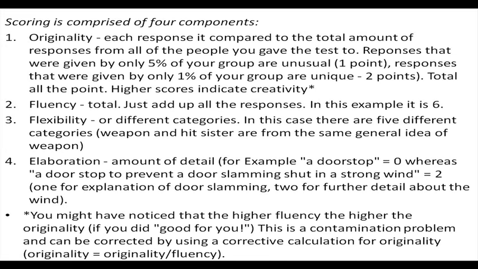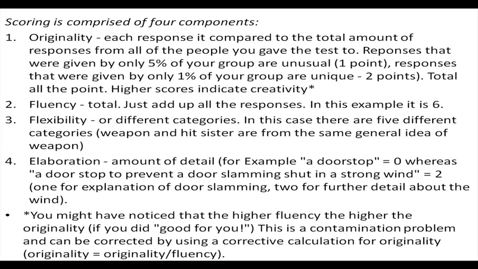So, for example, a door stop to prevent a door slamming shut in a strong wind is equal to 2: 1 for the explanation of door slamming, 2 for further detail about the wind. So accordingly the elaboration scores are given. You might notice that the higher the fluency, the higher will be the originality.